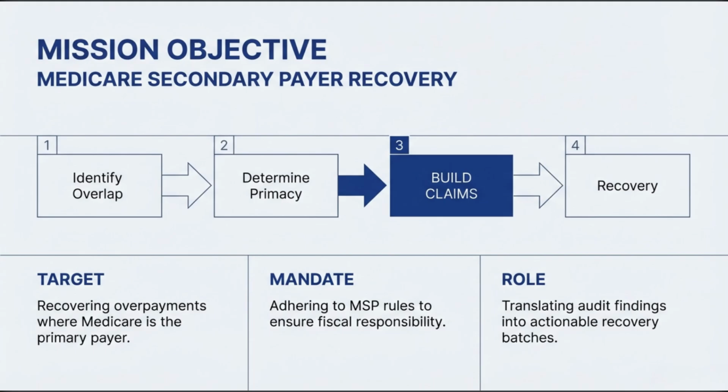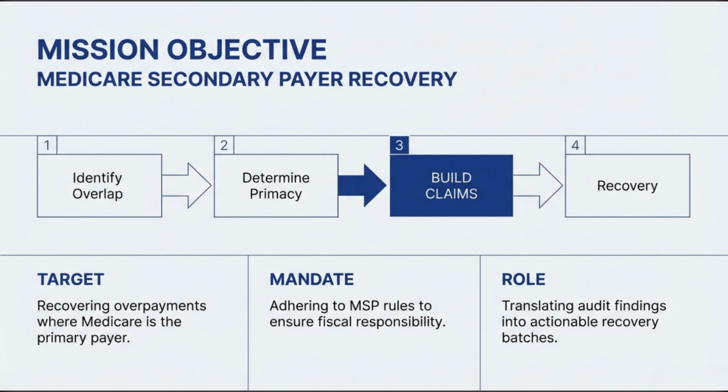All right, let's zoom in on our core mission. The entire objective here is Medicare secondary payer recovery. This is where we make a huge impact, right? See those 4 critical steps? You start by identifying overlap, finding those claims where both Medicare and a commercial plan paid. Then you determine primacy, who should have paid first. This is where your MSP rule knowledge is absolutely critical. Now look at step 3, highlighted in blue. Build claims. This is huge.